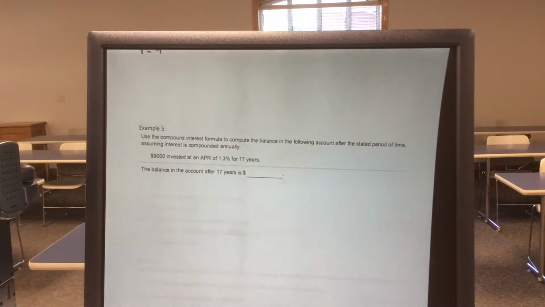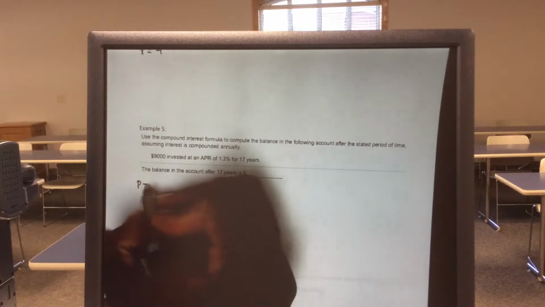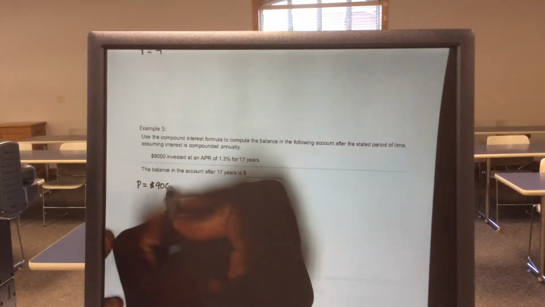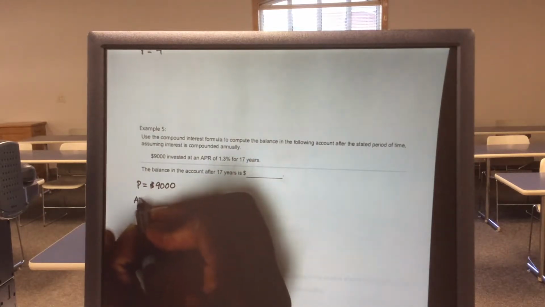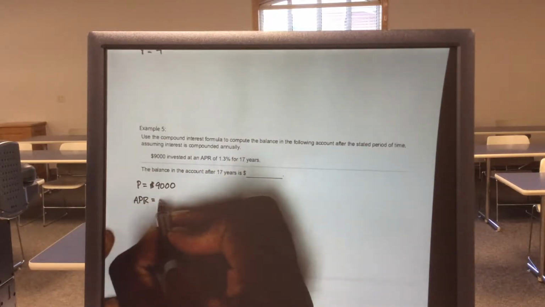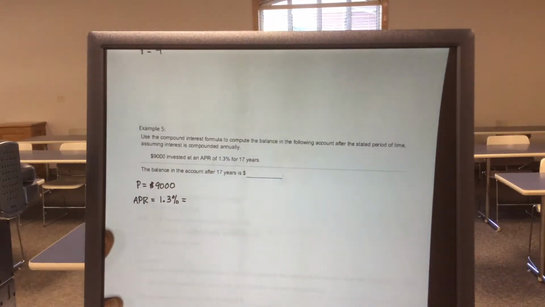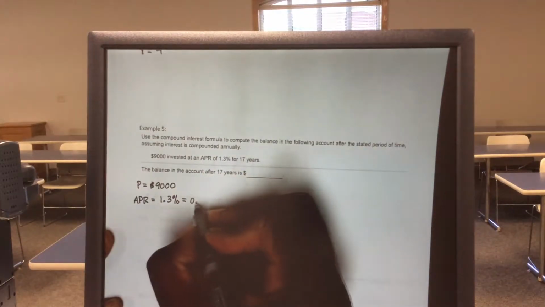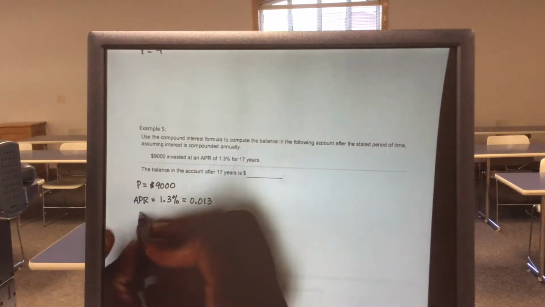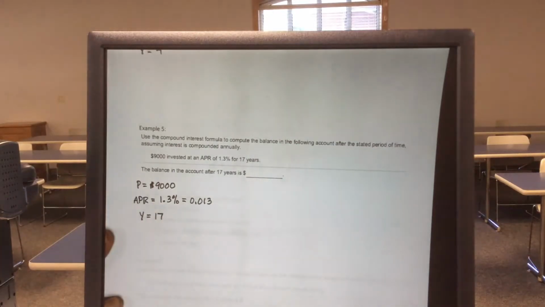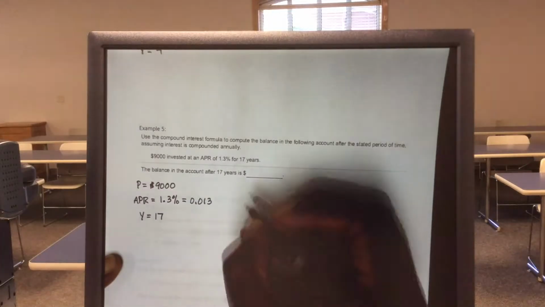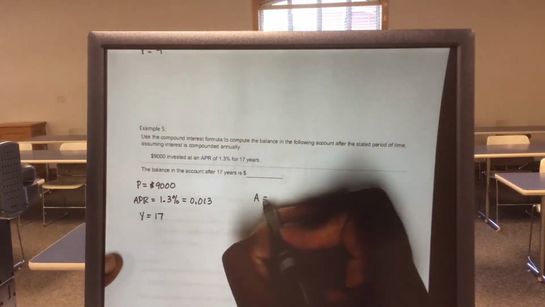Okay, so now, our principal is $9,000. The APR is going to be 1.3%, but if we change 1.3% to a decimal, it will be 0.013. Y is the number of years, that is 17. And it is compounded annually, by the way, so we have to use that formula still.